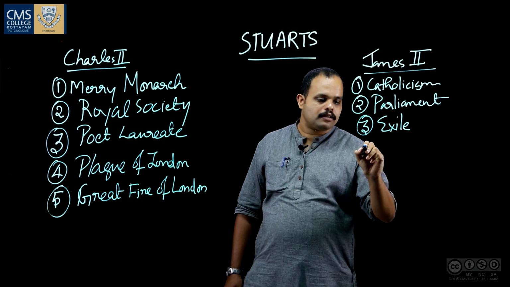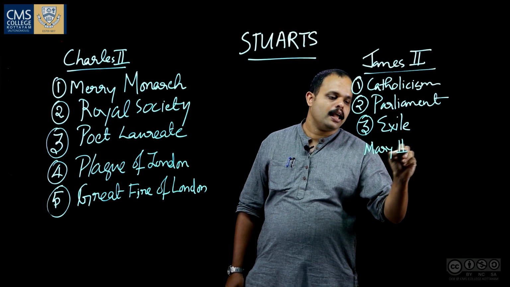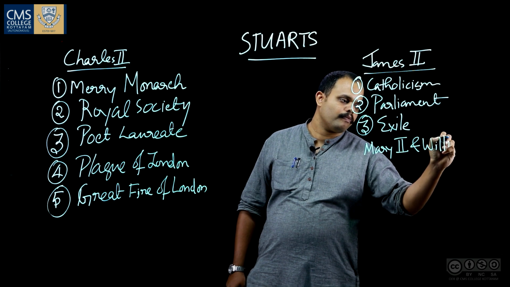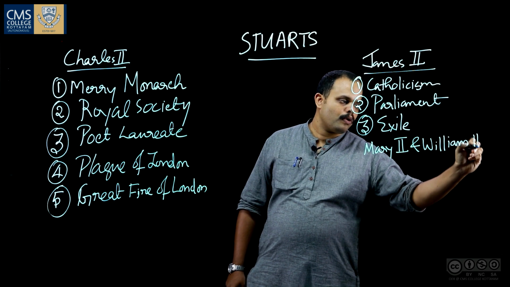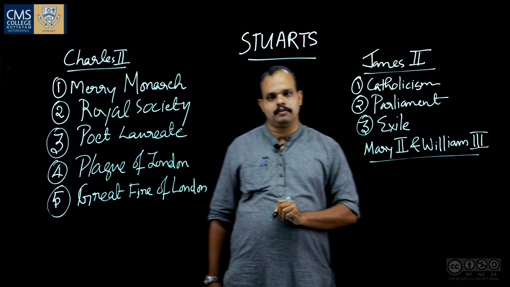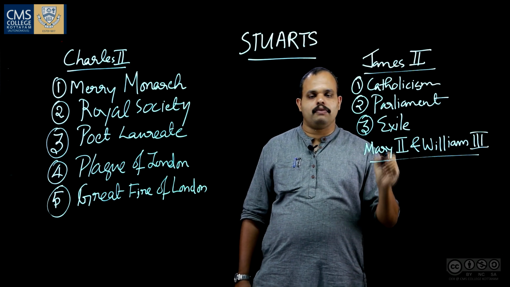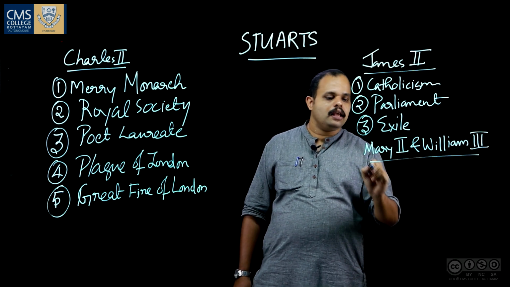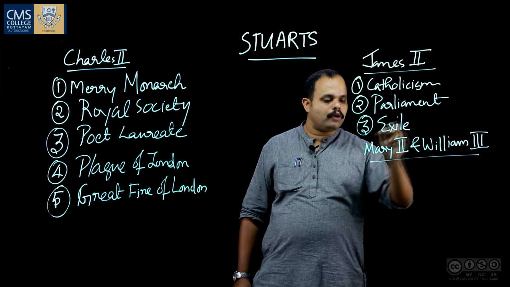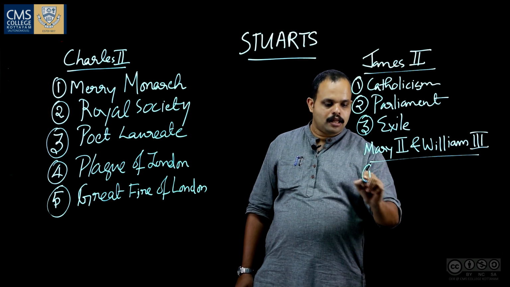So, we have the next set of monarchs, Mary and William. In the normal custom, there would be only Mary II. But William, the Prince of Orange, Netherlands, said that if you want Mary as your queen, you have to accept me as your king. So, we have the first ever twin monarchs, or combined monarchs, Mary and William, as the rulers.